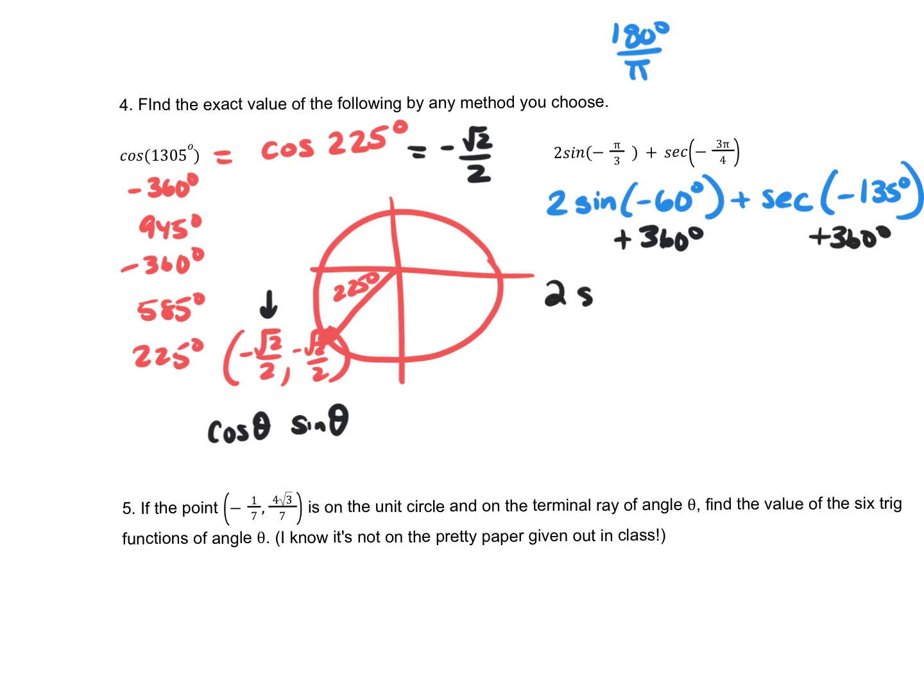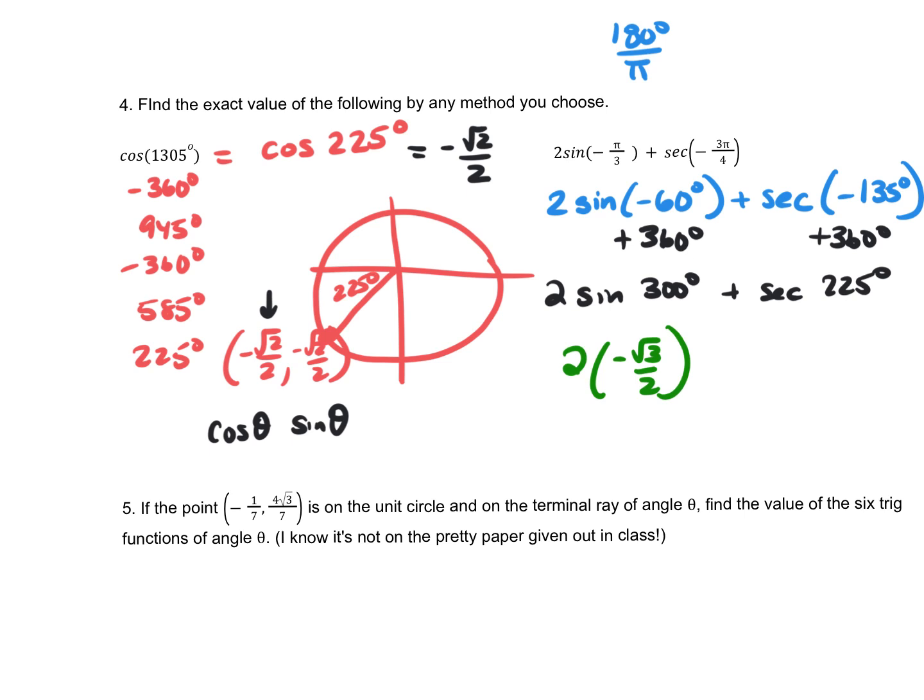So that's 2 sine of 300 plus secant of 225. We know these values, believe it or not, from things we've done on this review already. For example, sine of 300 is negative radical 3 over 2. That was on the previous page where we looked on the unit circle at 300, we looked at the y value, got negative radical 3 over 2.